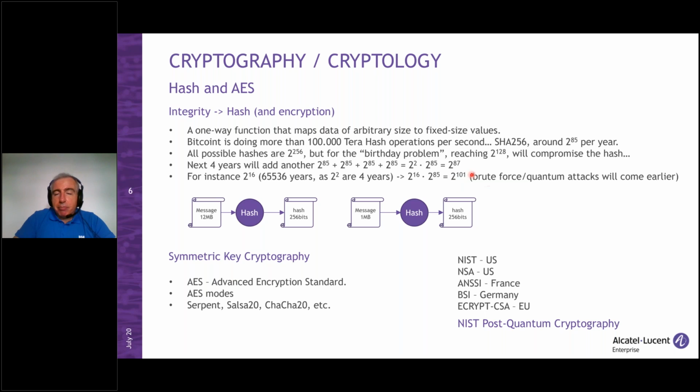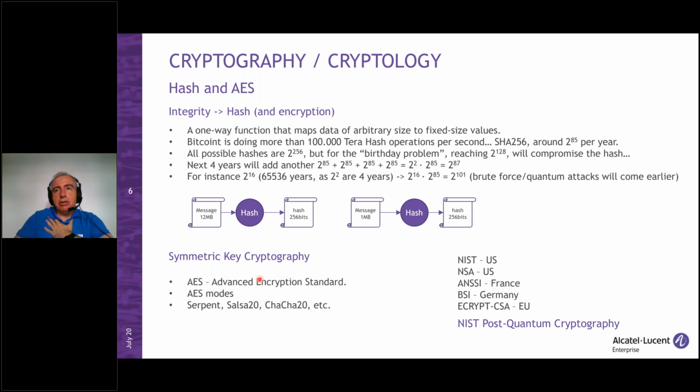So pretty sure in these 60,000, 65,000 years, we will see brute force attacks or quantum attacks earlier than the exhaustion of the algorithm. So we should be comfortable with SHA, but again, as I mentioned, brute force or quantum computing will dramatically change this in the next years. Okay, this is the theory about encryption and hashing.